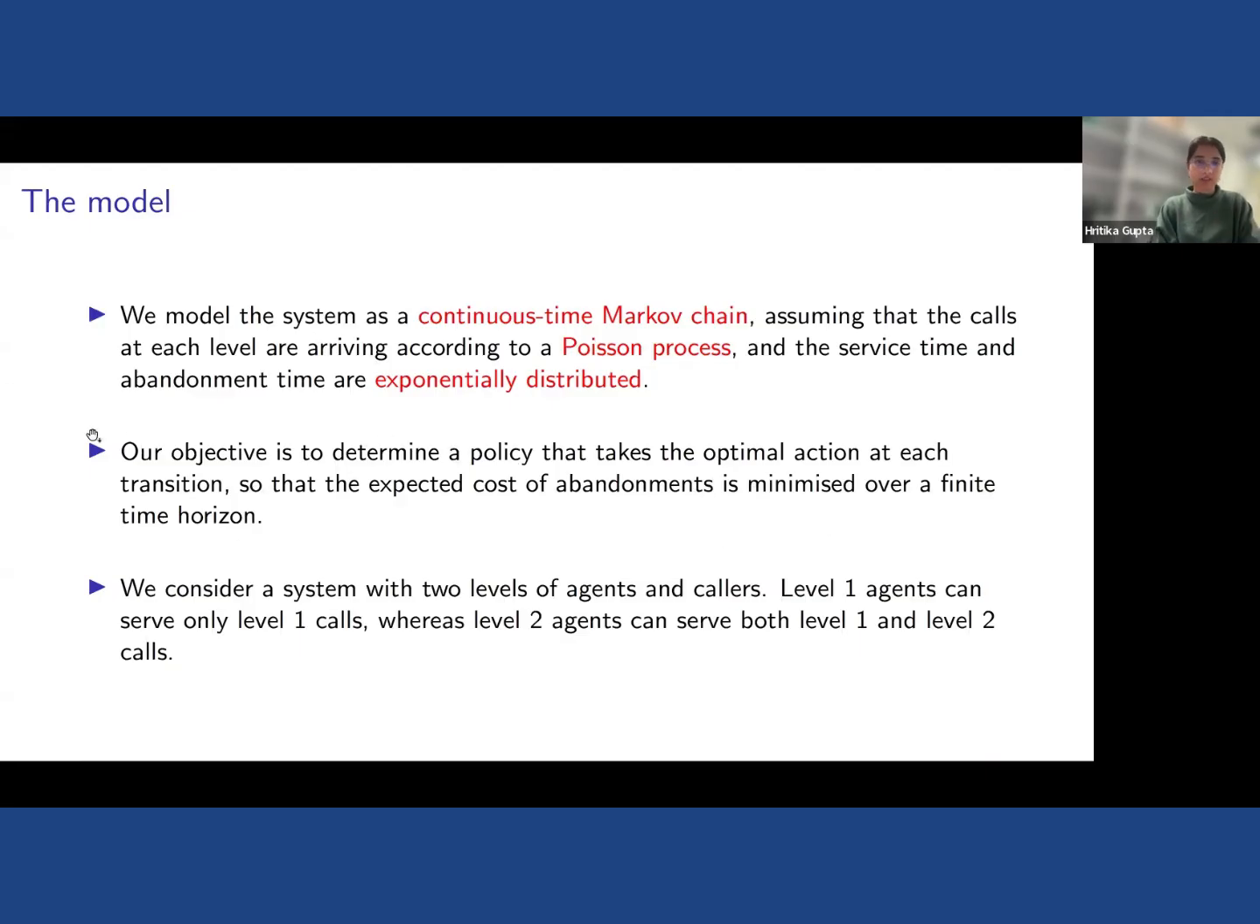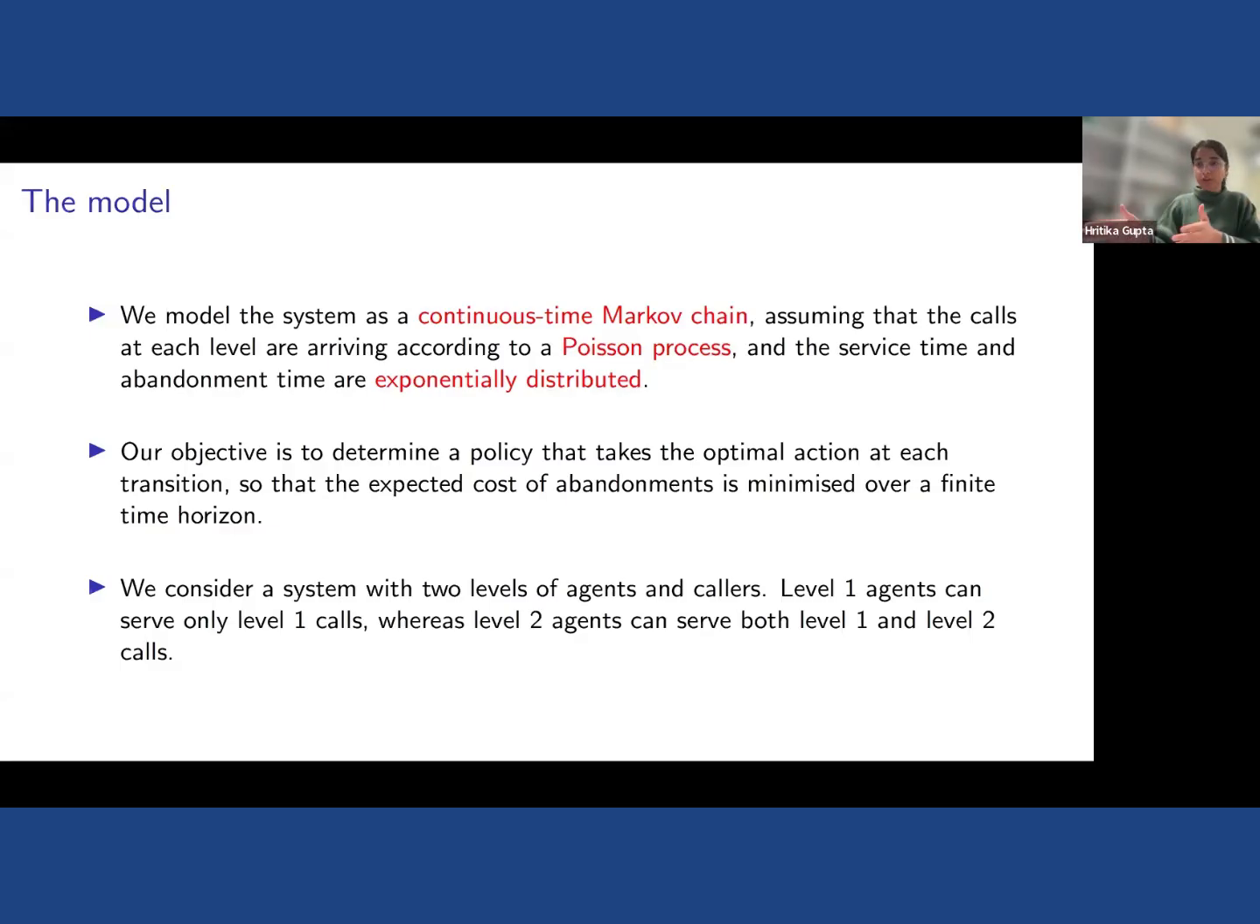So let me just break down this sentence. The objective is to find the policy that takes optimal action at each transition. By transition, I mean arrival, service, or abandonment. These are the three possible transitions that can happen in a call center at each level. And we want to minimize the expected cost of abandonments. So this is one performance measure. I will focus on this performance measure. There could be other measures as well. We want to minimize the expected cost of abandonments over a finite time horizon. So we're looking at a finite time horizon because in a call center, the state changes throughout the day.